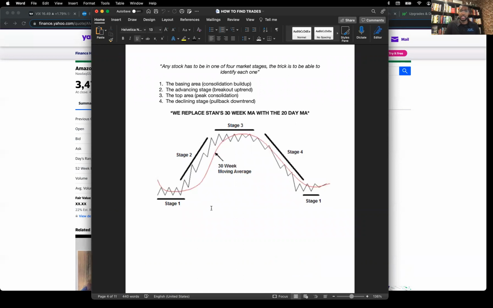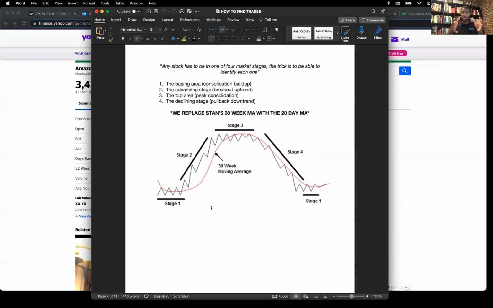So now we're getting into the stages of the market, right? Any stock has to be in 1 of 4 market stages. The trick is to be able to identify each one. Stage 1 is a basing area or consolidation buildup. Stage 2 is the advancing stage, when the stock breaks out and goes into an uptrend. Stage 3 is the top area or peak consolidation, when the stock stops going up, moves sideways and slows down a little bit. And stage 4 is the declining stage, where it's pulling back in a downtrend or a correction or a sale, when the stock price is actually dropping. So those are the 4 stages.